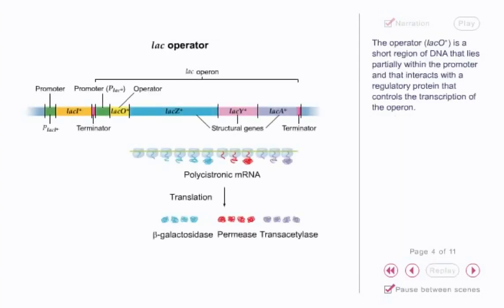The operator LacO+ is a short region of DNA that lies partially within the promoter and that interacts with a regulatory protein that controls the transcription of the operon.